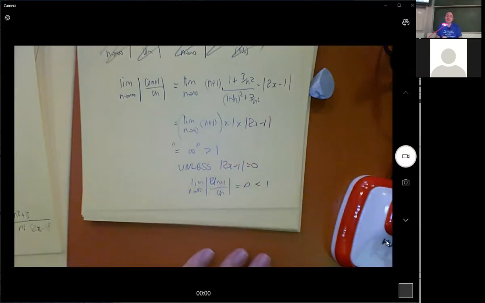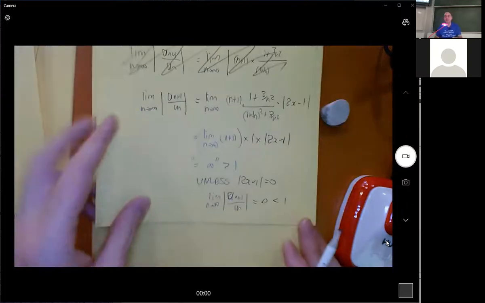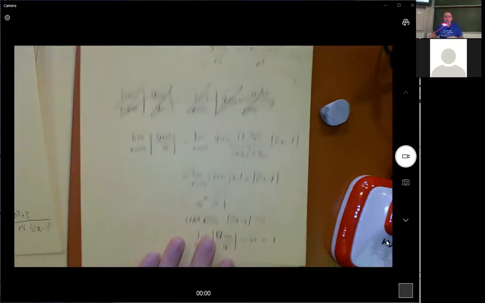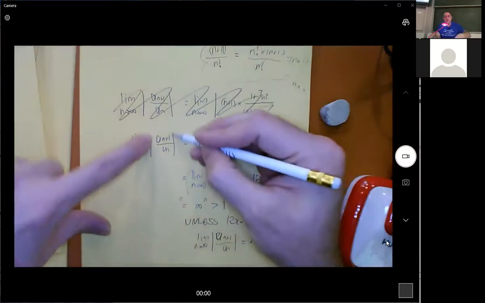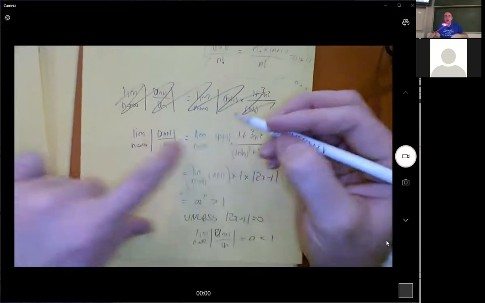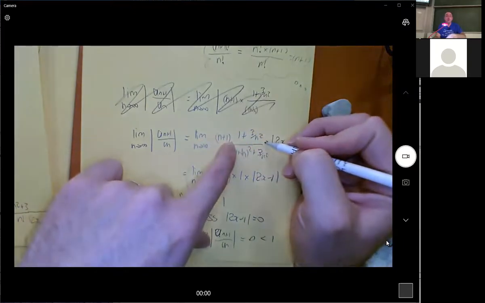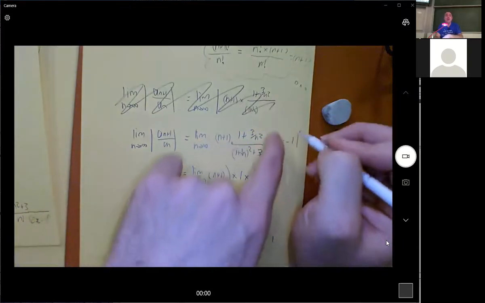So here we go. It never converges unless x is 1/2. Sorry, that's the problem with making things up on the fly. So I put the absolute value in just here. This didn't need one because it was a positive number, and this didn't either, but this number is allowed to be negative, so I have to put the absolute values there.